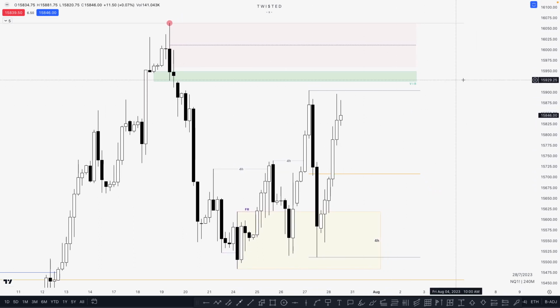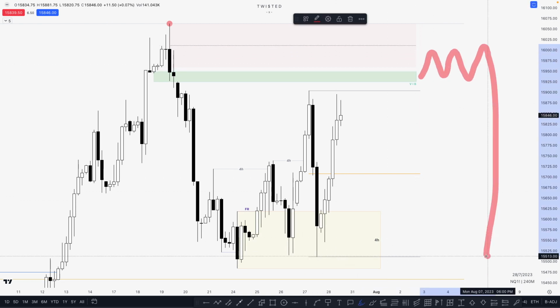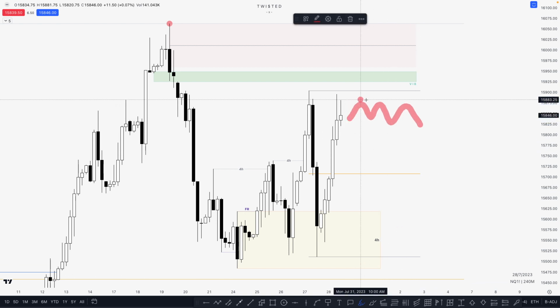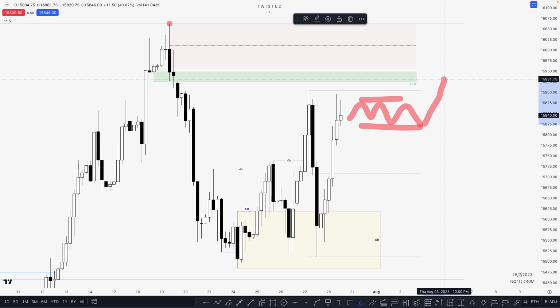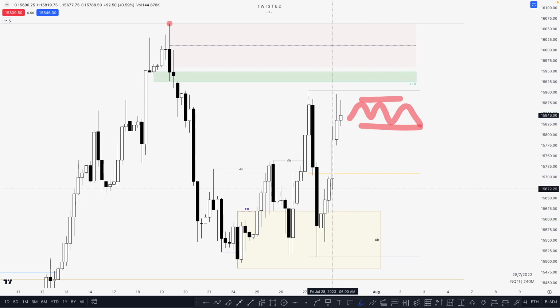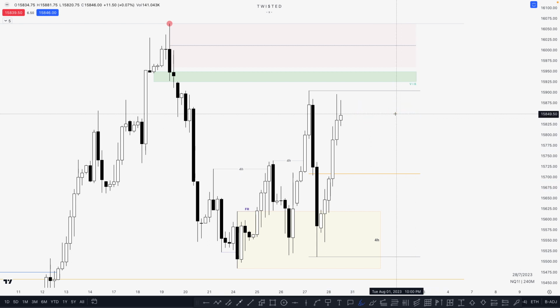So we can expect price to push into these premium arrays, and we may see some reaction from there to the downside. If not, we can see some decent accumulation around here, sweep the highs, tap into the fair value, or sorry, volume imbalance, and then we may drop into PD arrays on the downside.